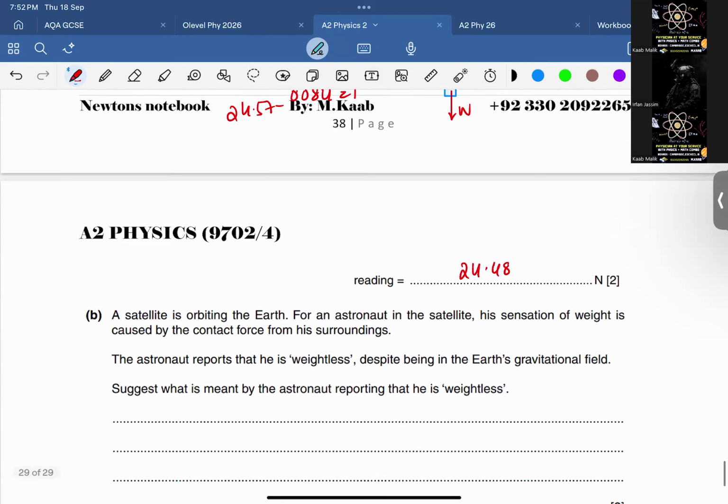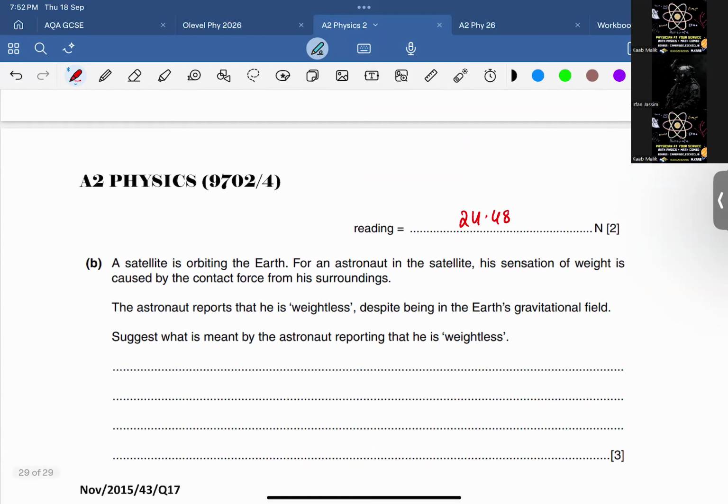24.48. Okay. So by the way, there's a satellite in motion, and the sensation of weight is caused by the contact forces from his surroundings. The astronaut reports this as weightless, despite being in the gravitational field. State what is meant by this. Now how will you answer this?